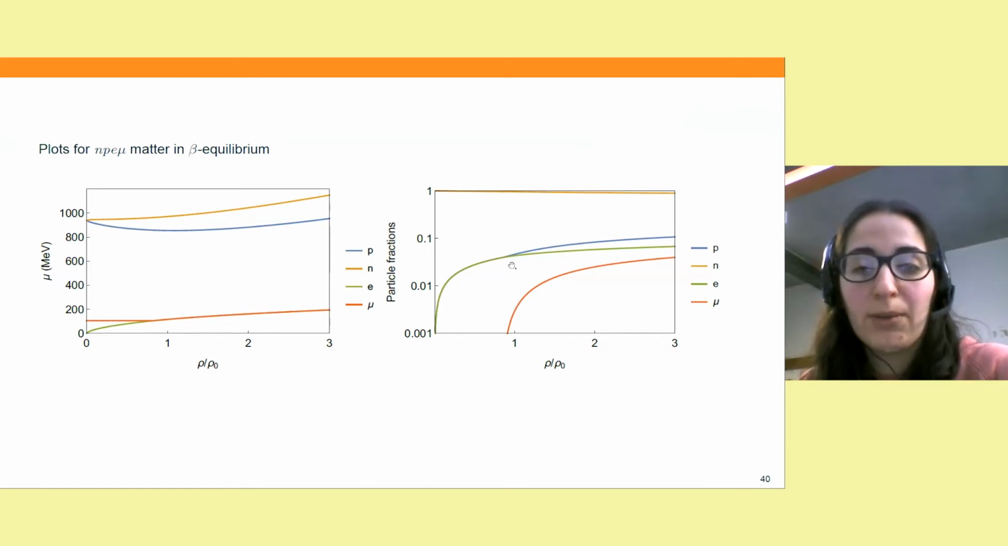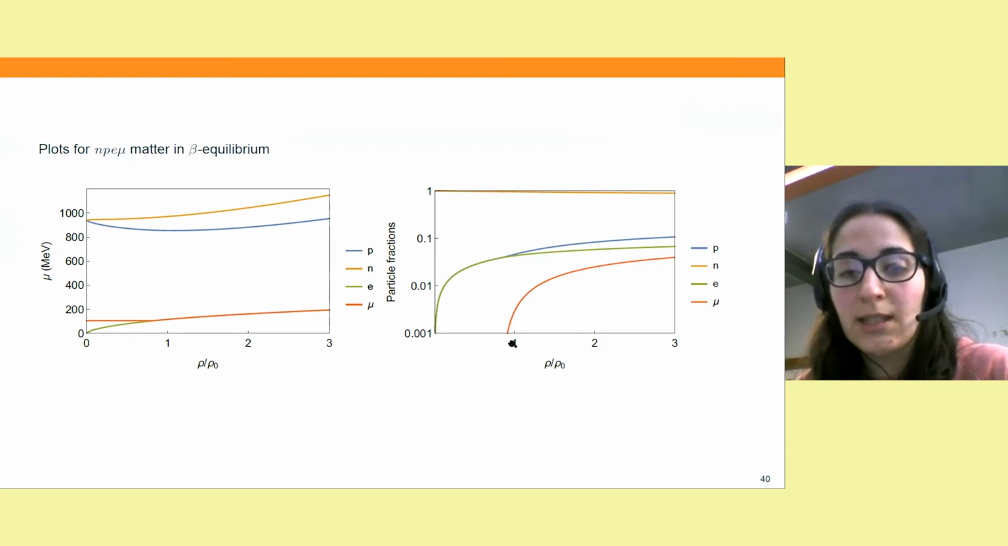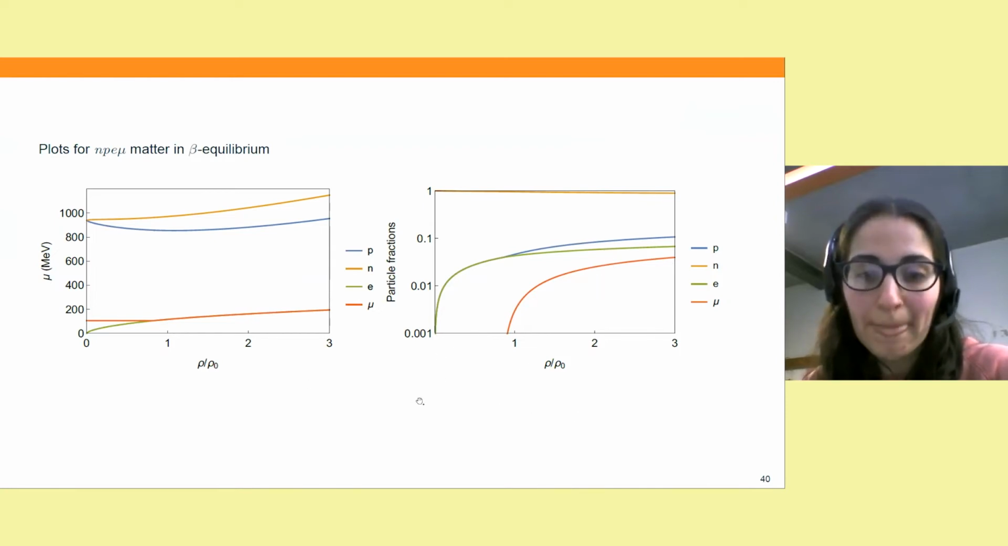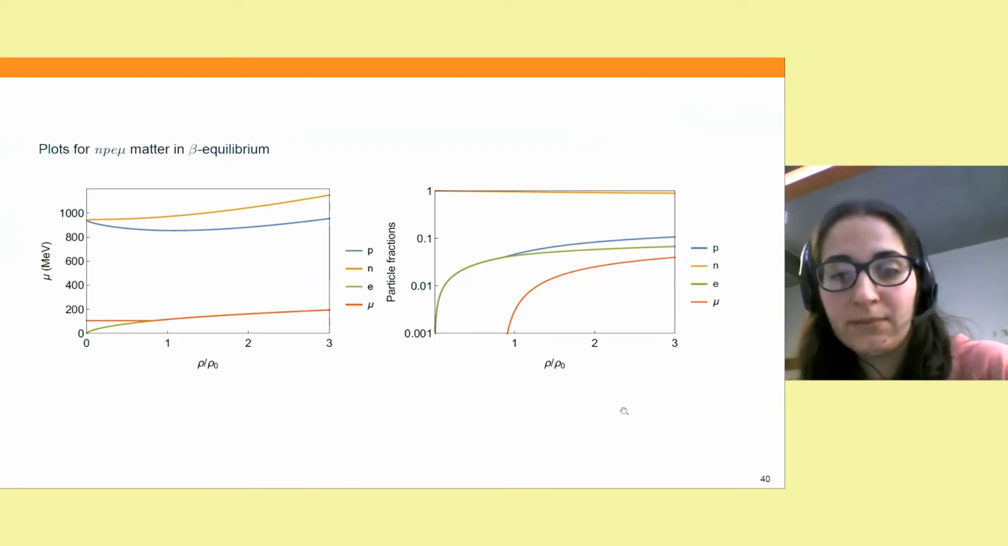Okay, and when we plot the particle fractions, we see that at the density we have determined, close to saturation density, muons appear, and the proton fraction, once muons appear, has to be the sum of the electron and the muon fractions. Okay, so any questions up to here?